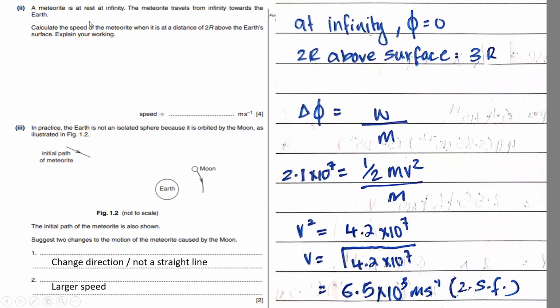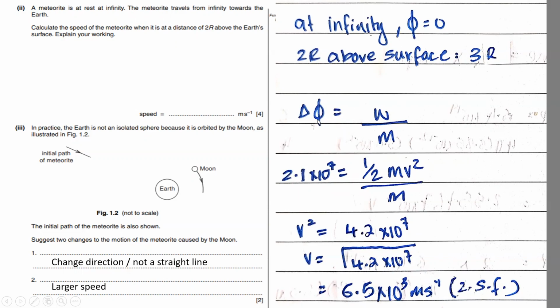All right. A meteorite is at rest, and a meteorite travels from infinity towards the Earth. At infinity, phi is 0 and 2r above the surface. Oh yes, the question states that it's at a distance of 2r above the Earth's surface. That means that the distance from the center of the Earth is 3r. Remember, do not take 2r. You'll still get marks, but you will not get the full marks.